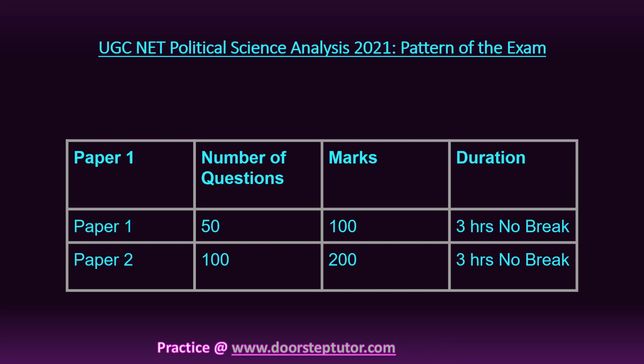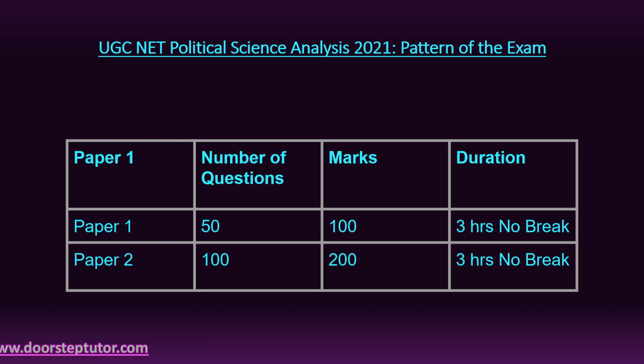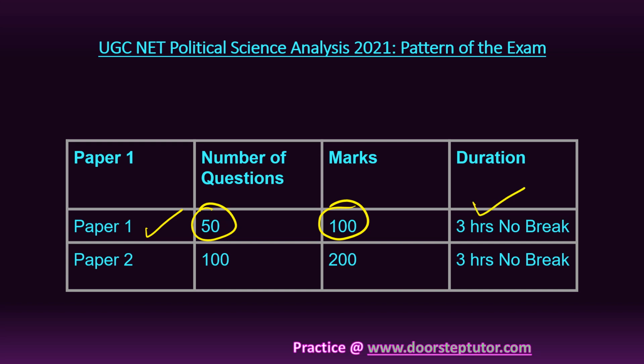Now let us see the UGC NET Political Science Analysis 2021 pattern of the examination. Paper 1 consists of how many questions? 50 questions, and the total marks allotted were 100 marks. So it was a 3 hours paper with no break, right?